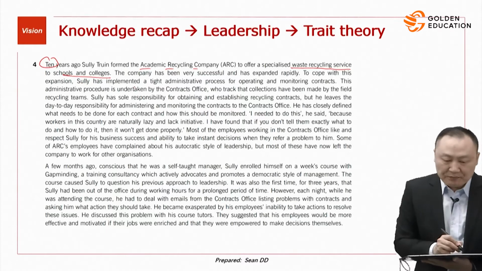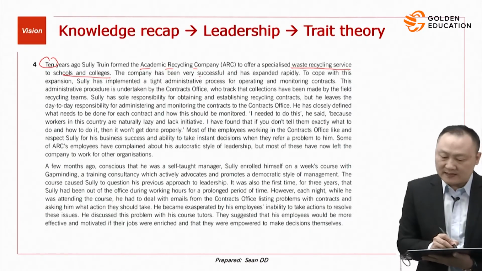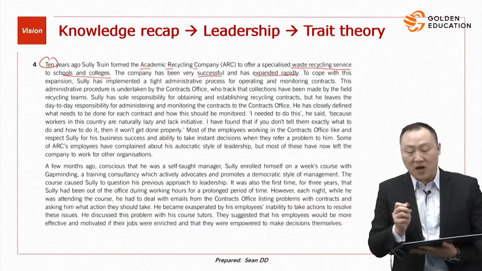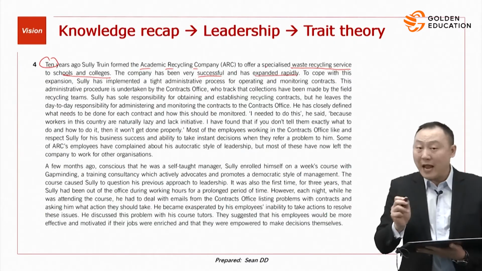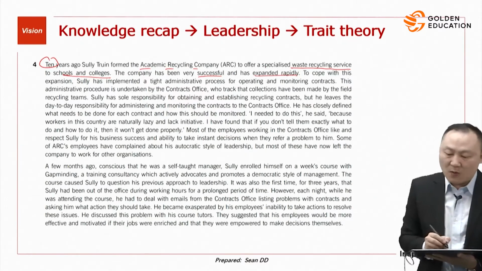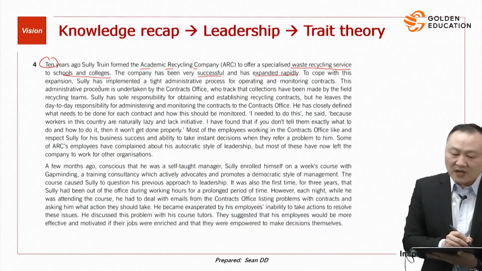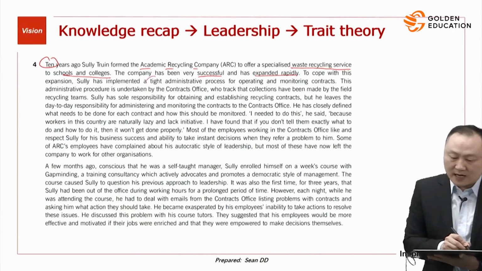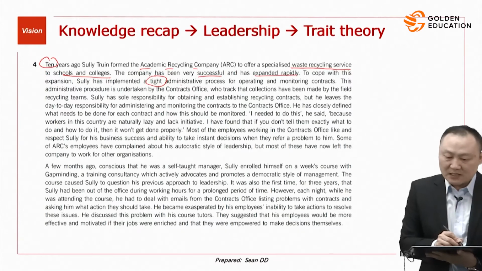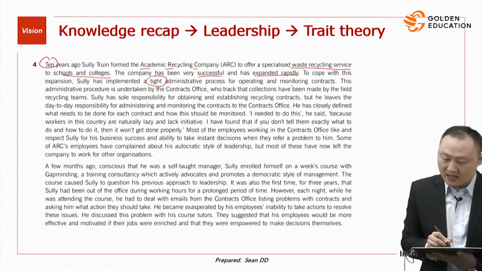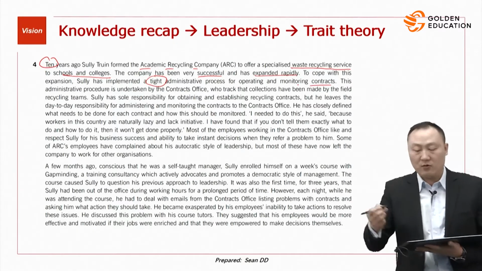You see, the company has been very successful and has expanded rapidly. That means the business model by the boss, Sully Truin, was very good. So the company expanded quickly. To cope with this expansion, Sully has implemented tight, strict administrative processes for operating and monitoring contracts. Contract means the customers' or the client's work or the client's requirement.